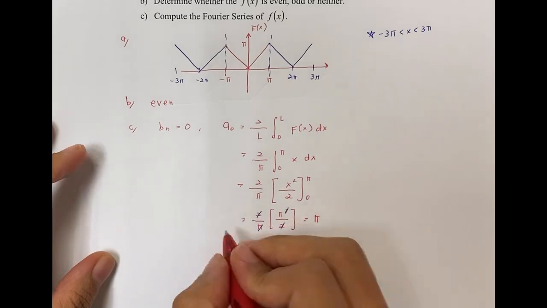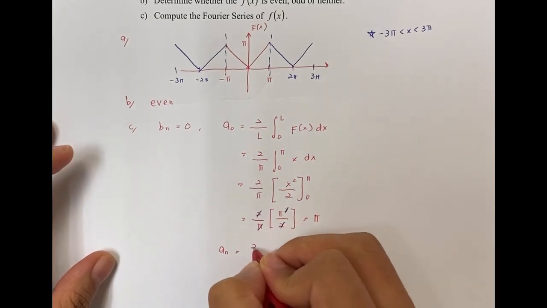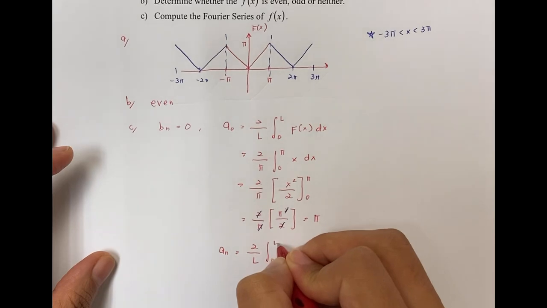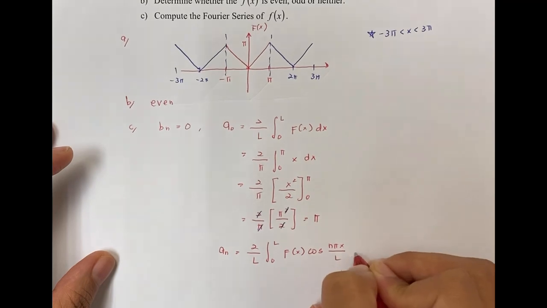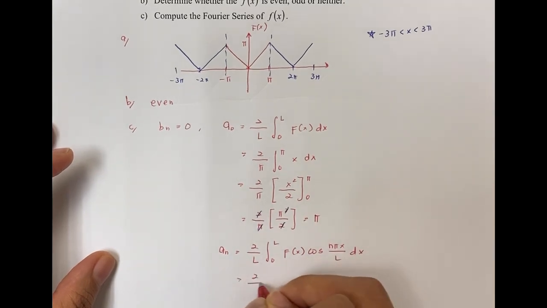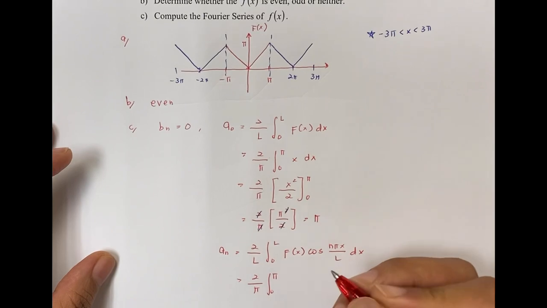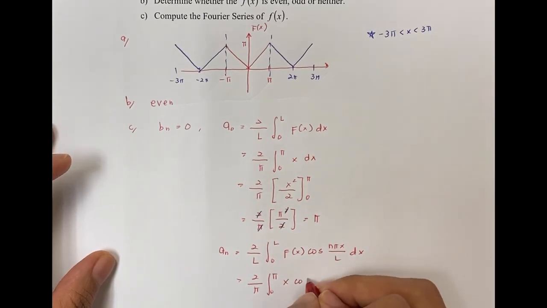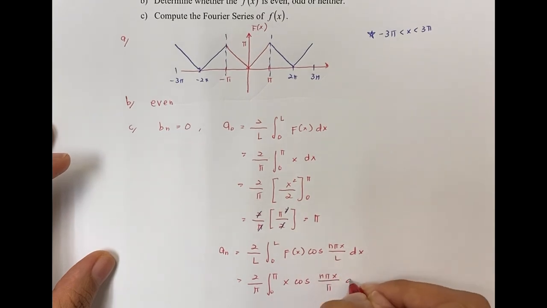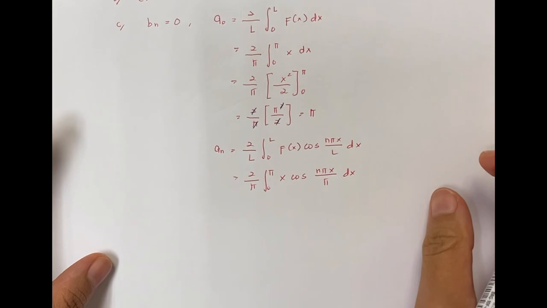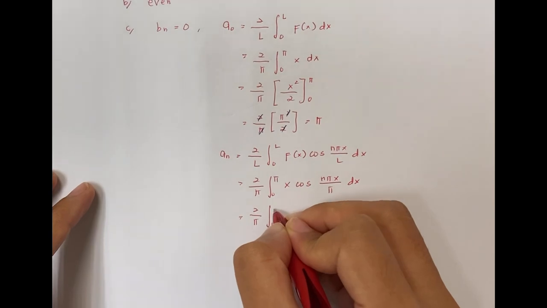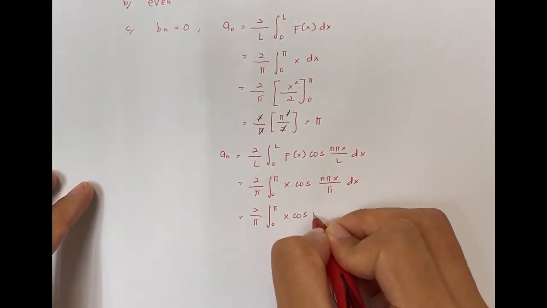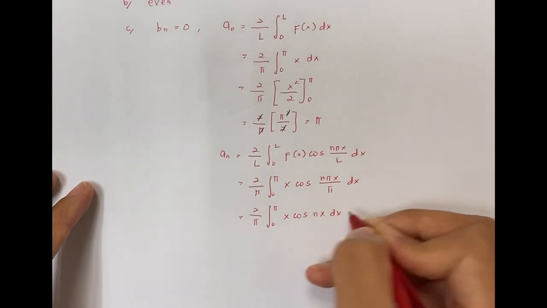Then find what is an. An is equal to 2 over L, 0 to L, f(x) cos n pi x over L dx. So 2 over pi, 0 to pi, f(x) is x, cos n pi x over L, L is pi, dx. Okay, so 2 over pi, 0 to pi x cos n x dx.